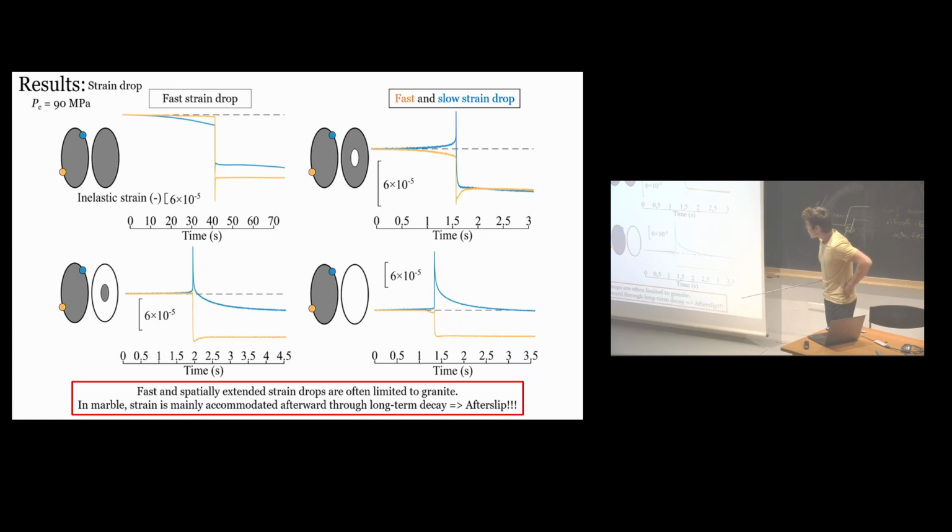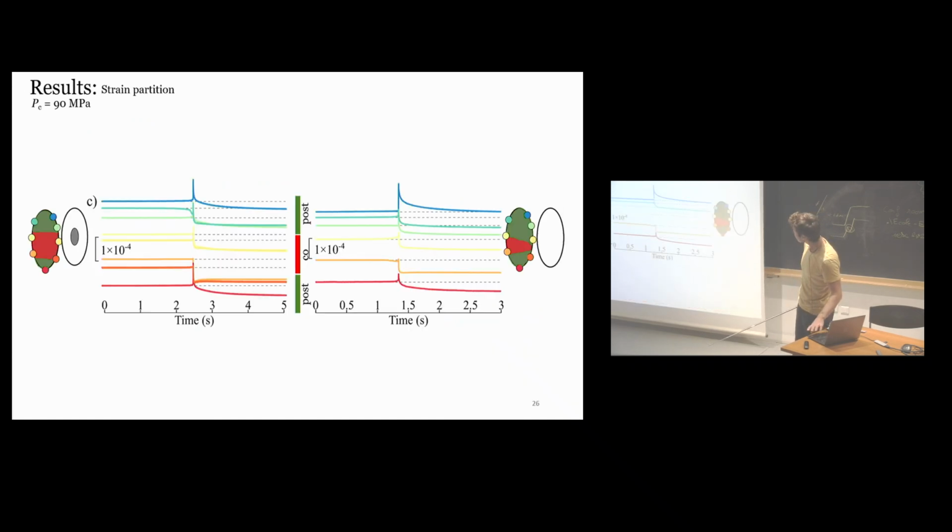So it seems that fast and spatially extended strain drops occur in granite-granite contact, and in the marble, it seems that the deformation is accumulated afterwards through a long-term decay. So this is what I will call from now on afterslip.